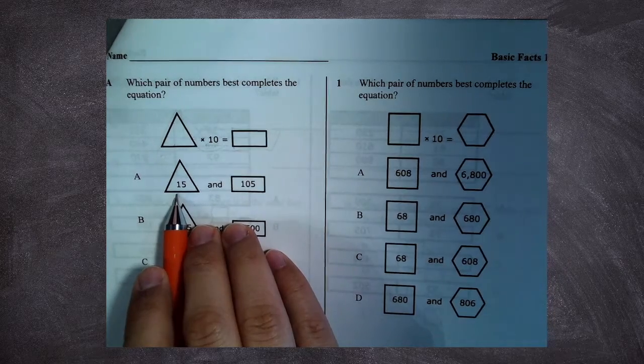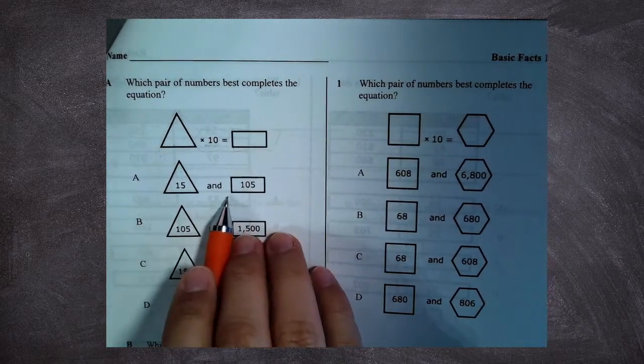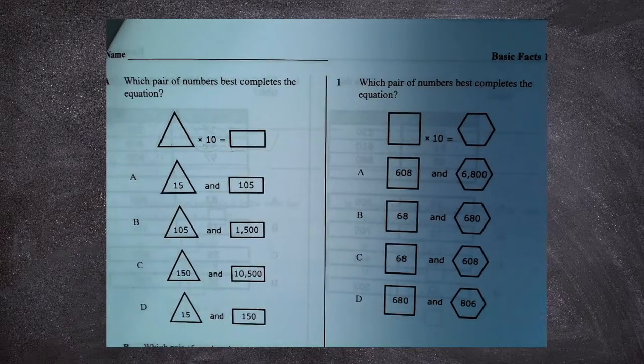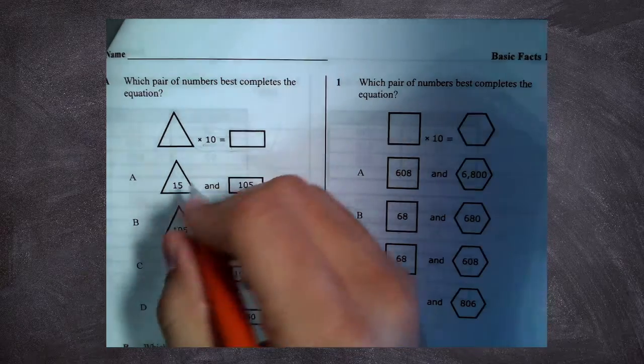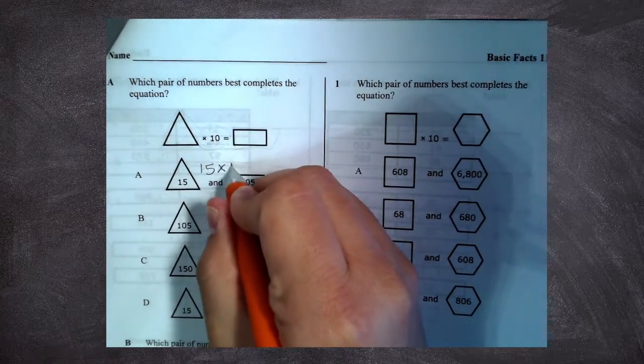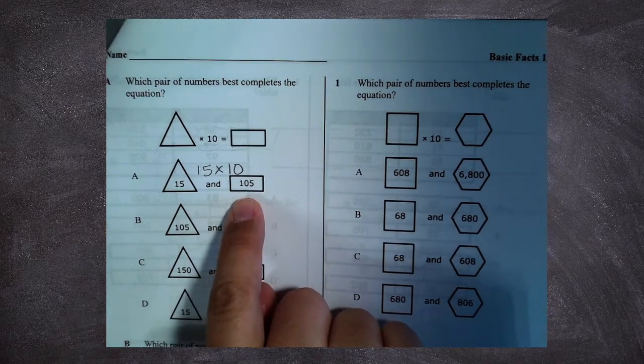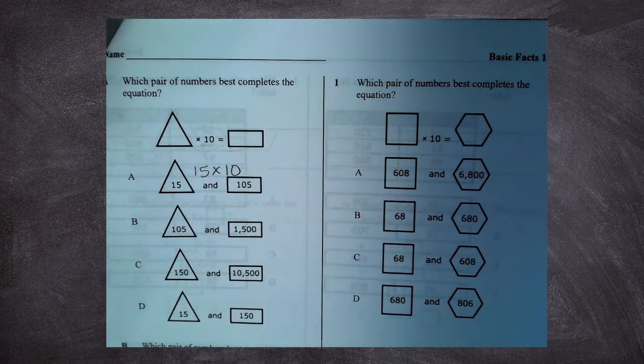The first answer choice says 15 could go in the triangle and 105 could go in the rectangle. Well, we can try that out. 15 times 10. We do 15 times 10 and if we get this as our answer, then we know that they work. If we get a different number as our answer, then we know that they don't work.